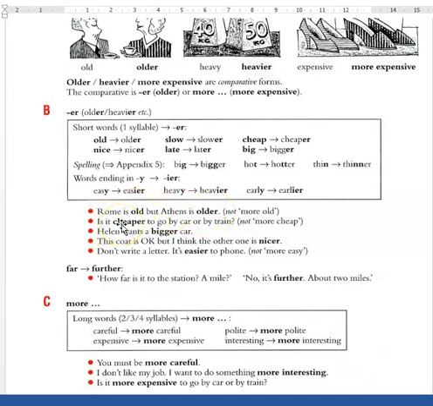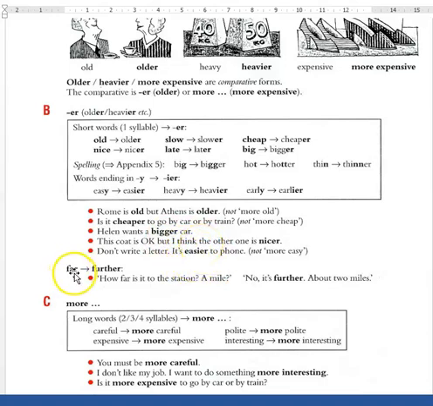Is it cheaper to go by car or by train? Again, not more old, not more cheap. Helen wants a bigger car. This coat is okay, but I think the other one is nicer. And the last one, don't write a letter, it's easier to phone. Not more easy. And I know I hear that a lot in the classroom. It's not good. Better, it's easier to phone.